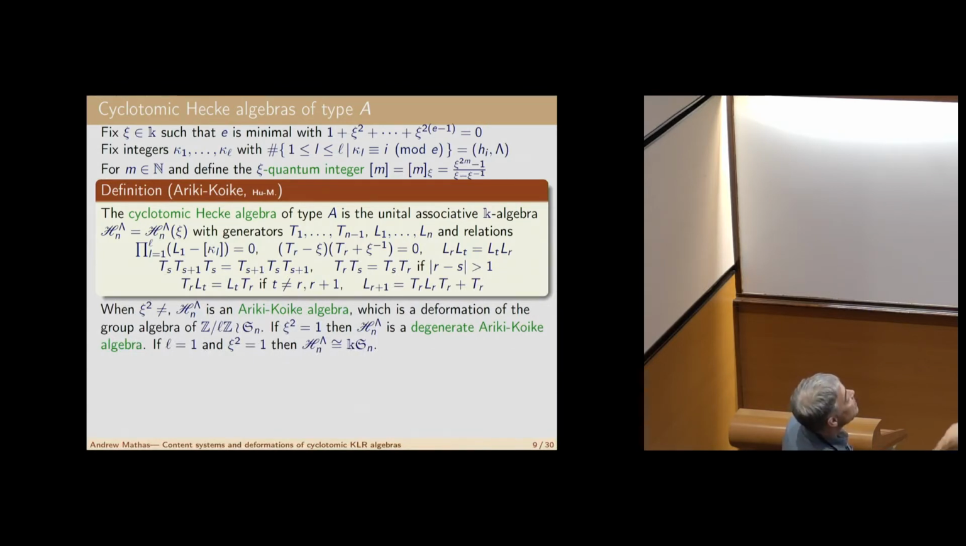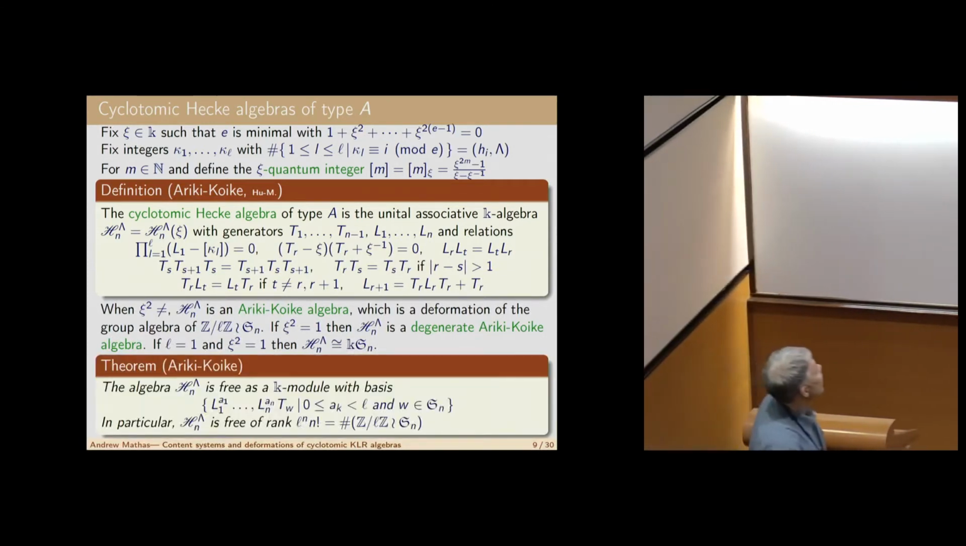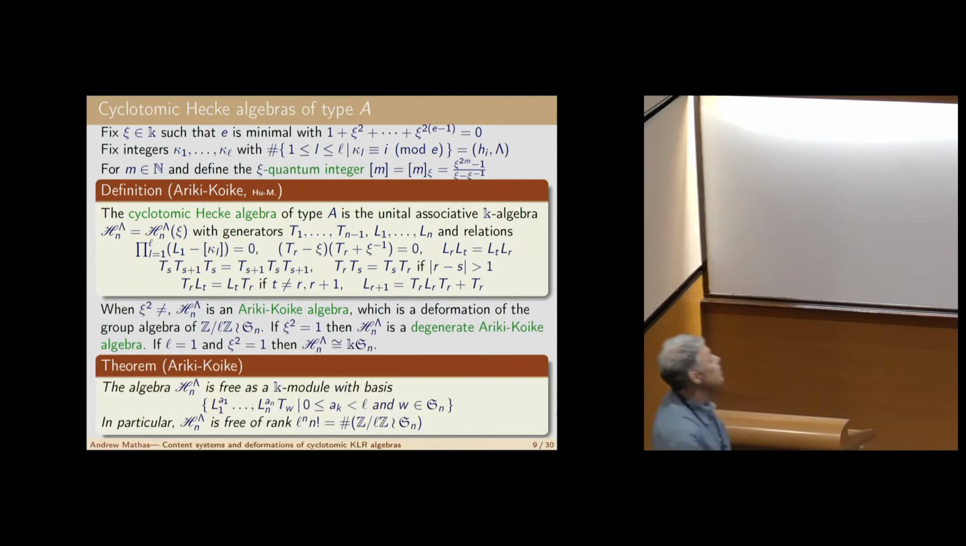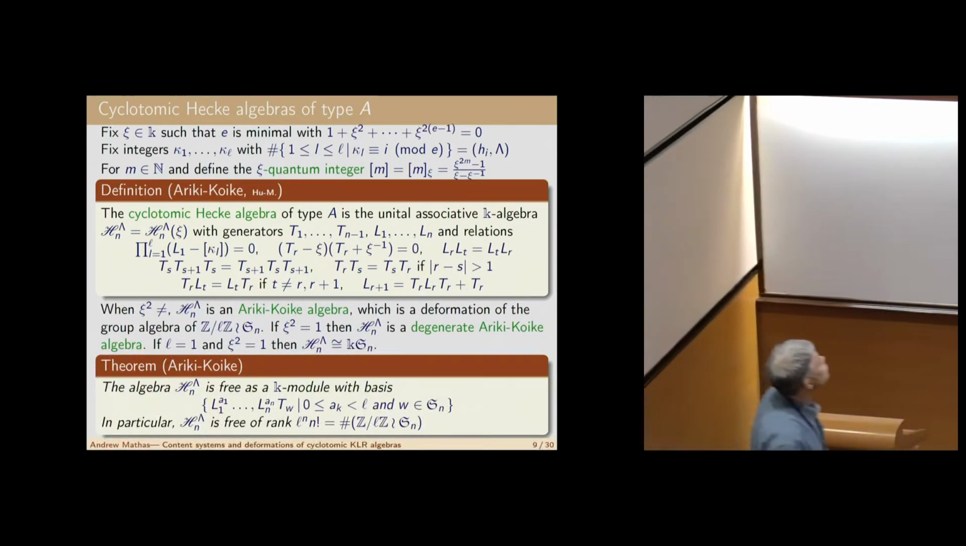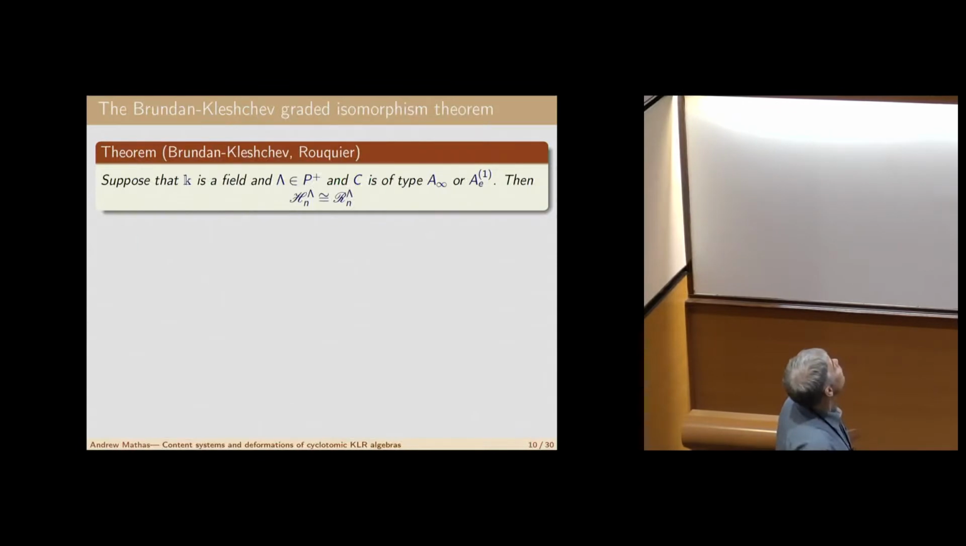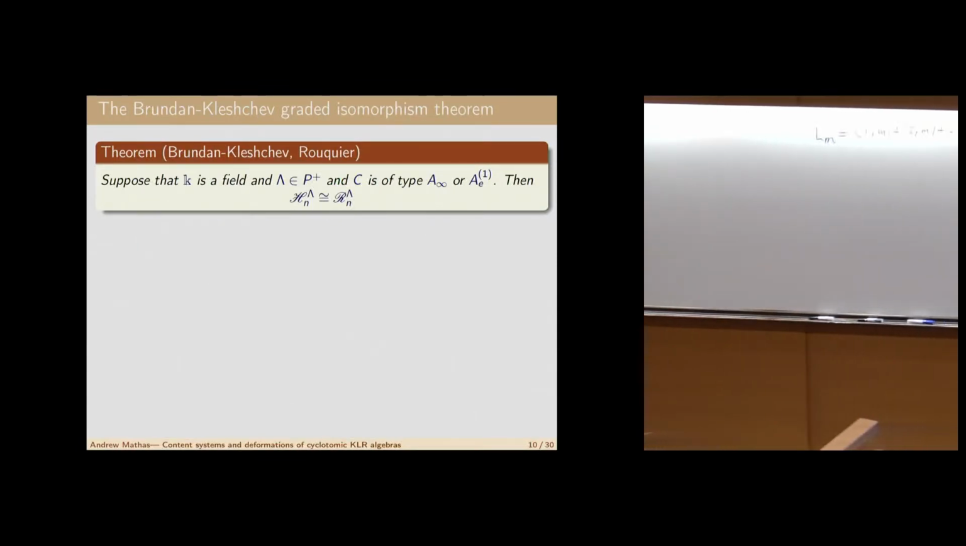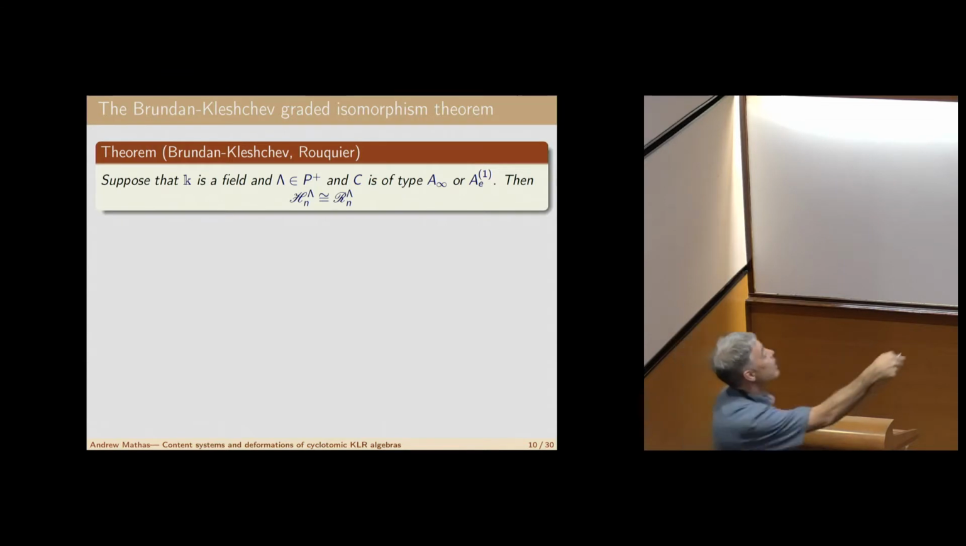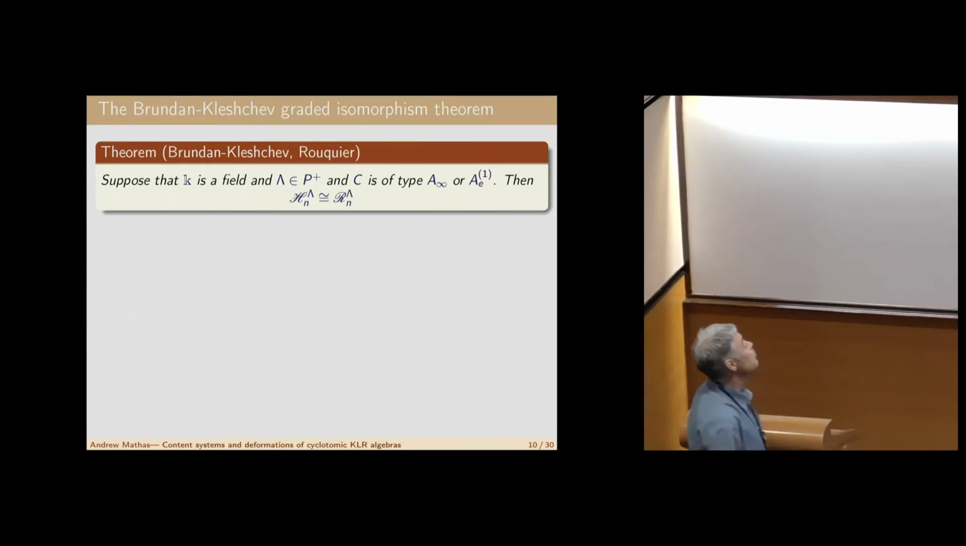So this presentation here is the Ariki-Koike algebra when psi is not 1, but when psi is equal to 1, it's the degenerate Ariki-Koike algebra. And we have this nice basis theorem for this thing, and in particular, this algebra is free of rank L to the n times n factorial. Okay, so Brundan and Kleshchev showed that these two algebras are in fact isomorphic. Okay, so here I've got a parameter which is a 2e-th root of unity, the way I've set it up, and we have certain parameters which depend on lambda, and then we get an isomorphism.